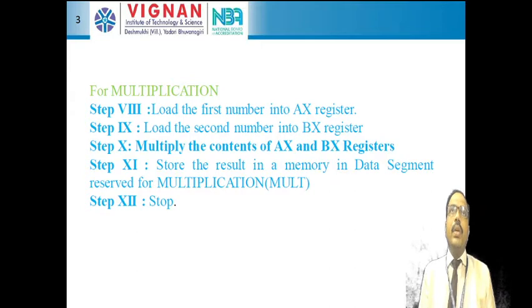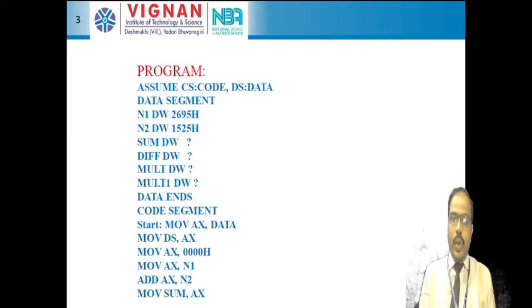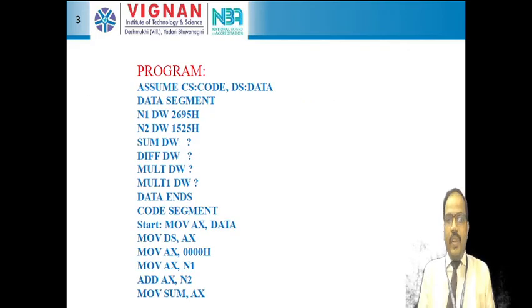Here in case of multiplication, a special case, the multiplication of two 16-bit numbers, the result may exceed 16 bits. So we are going to store the result in two different memory locations, that may be mult1, mult2. We will see that in the program. So this is the program.